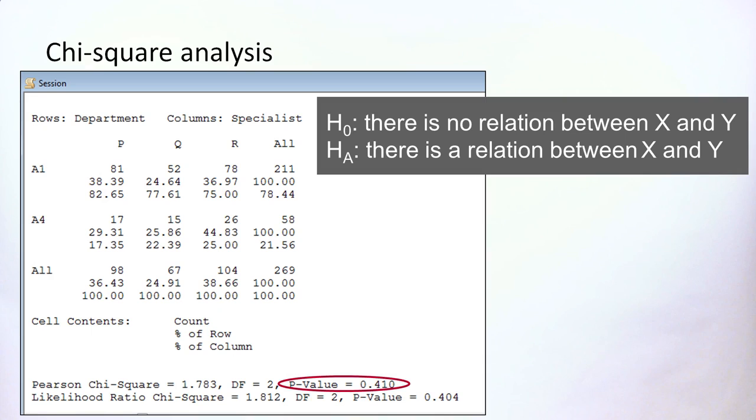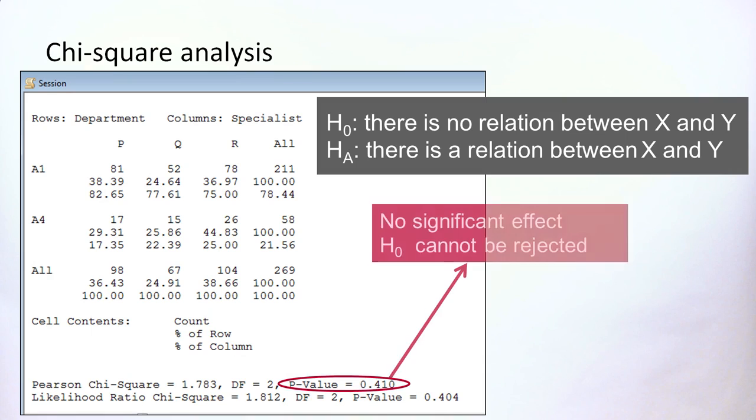If we look at the p-value, we see that it is much bigger than 0.05. This means that we did not find a significant result, and we cannot support our alternative hypothesis and therefore stick with our null hypothesis. Apparently, the department where you are lying does not affect who treats you.